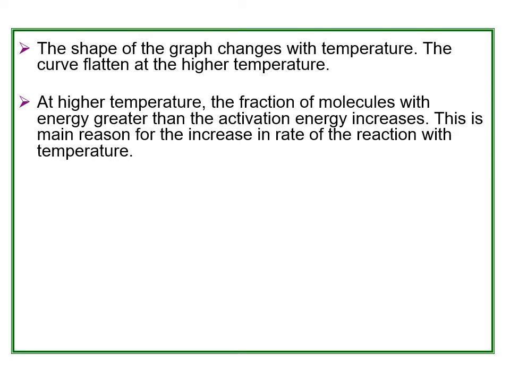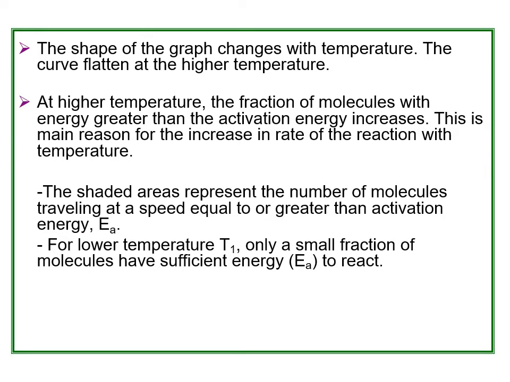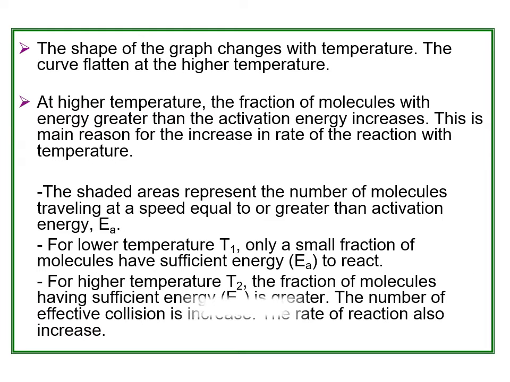This is the main reason for the increase in rate of reaction. The shaded areas, blue and red, represent the number of molecules traveling at a speed equal to or greater than EA. For T1, only a small fraction of molecules have EA to react. But for T2, the fraction of molecules having enough EA is greater. The number of efficient collisions is increased. The rate of reaction also increases.